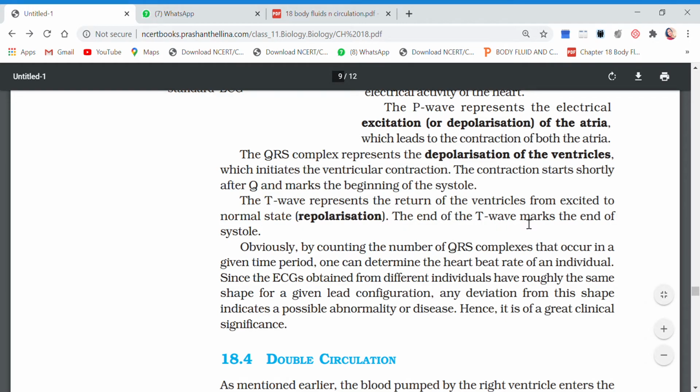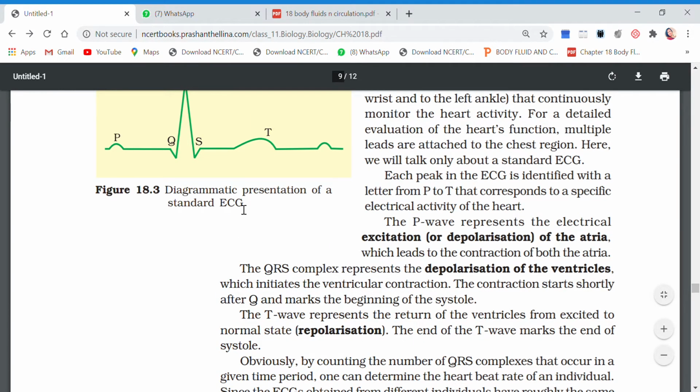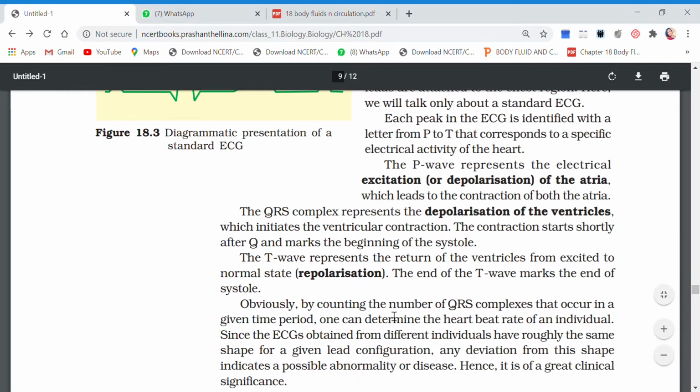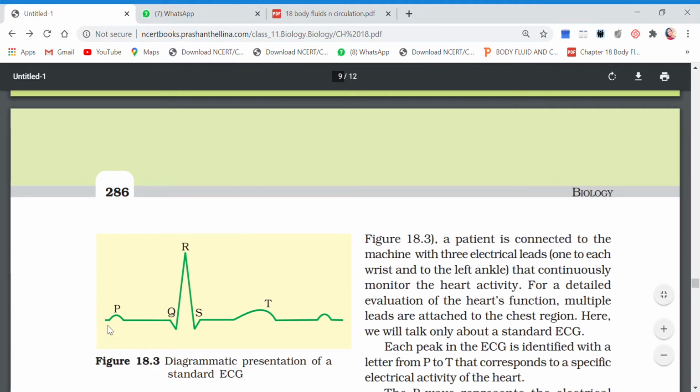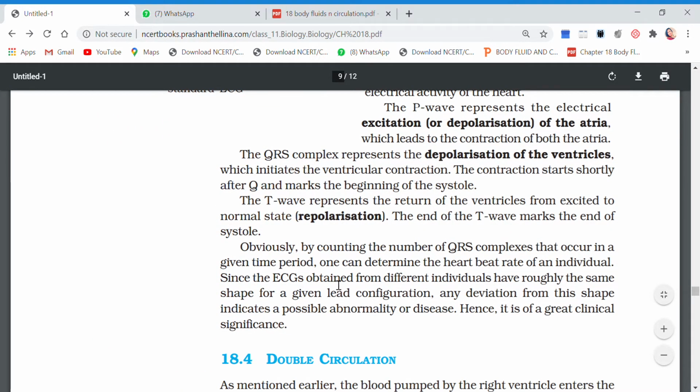The end of the T wave marks the end of systole. So here the T wave is ending, so the systole is also ending. Now the ECG from P to T is one cycle. So if I count the number of peaks, I can make out the heartbeat or the rate of an individual's heart.